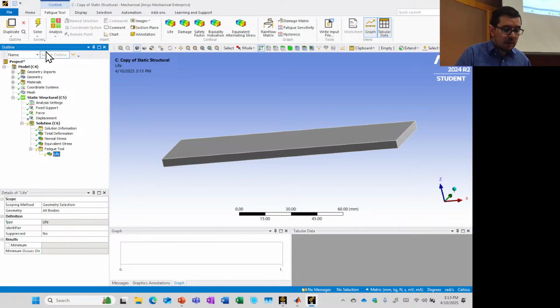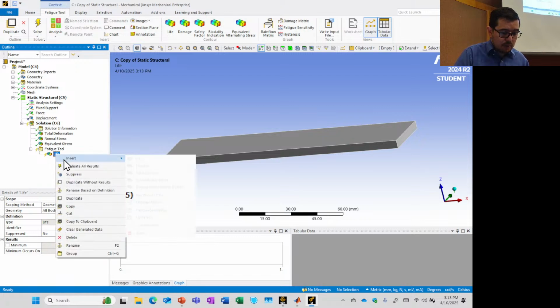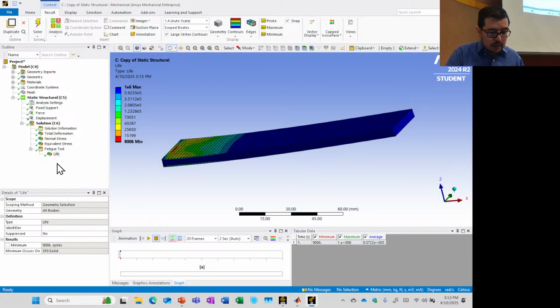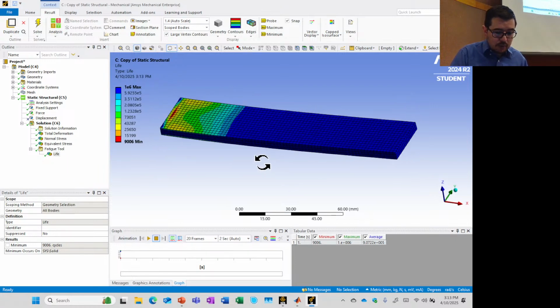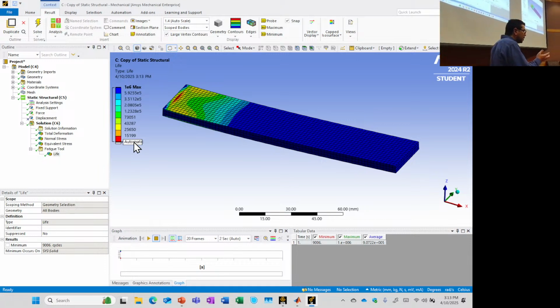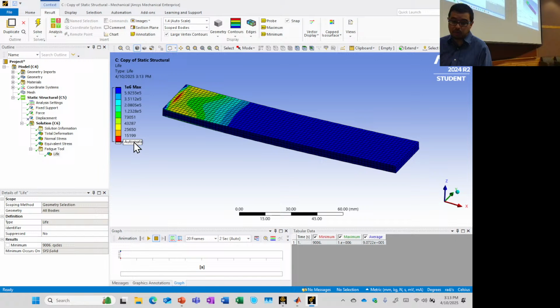So here we can go ahead and click. We can retrieve the result, or no, we have to evaluate. Okay, so we have to evaluate. Okay, and what do we see here? All right, we see this is telling us life. All right. And this is telling us how many cycles this endures, or how many cycles these different parts will endure.